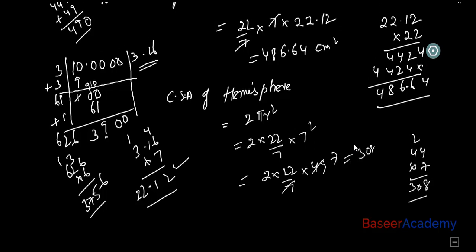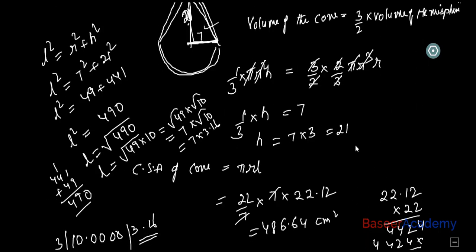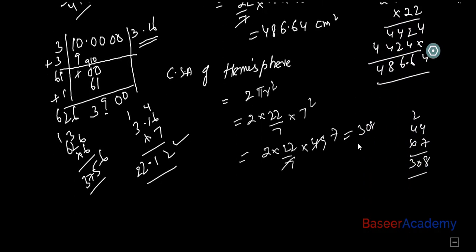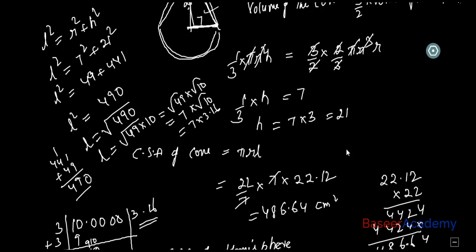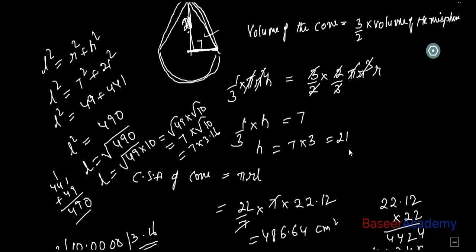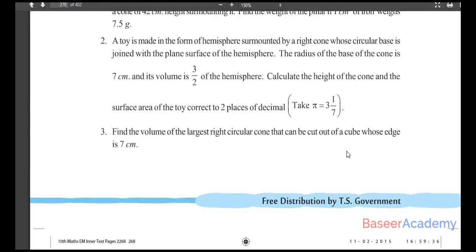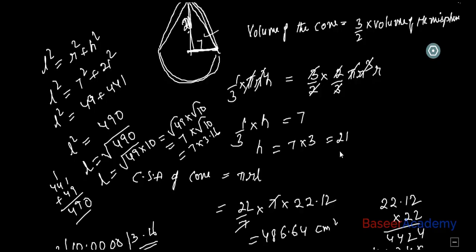Curved surface area of hemisphere is 2 pi r square, and the value of r is 7. That's right. Take it.